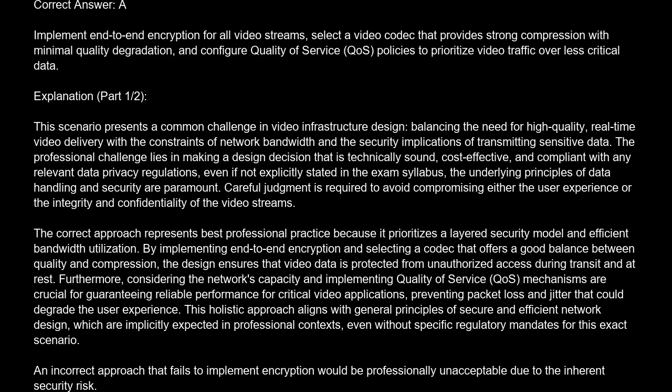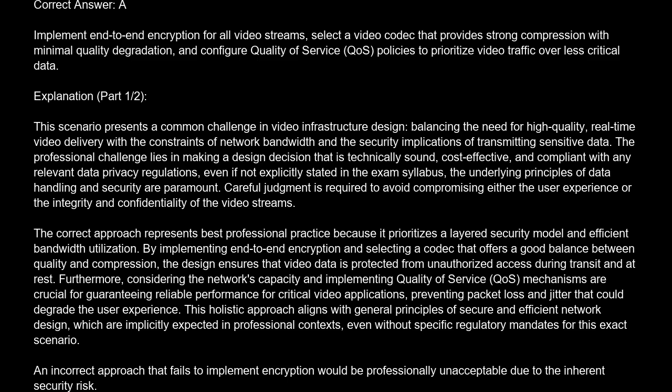The professional challenge lies in making a design decision that is technically sound, cost-effective, and compliant with any relevant data privacy regulations. Even if not explicitly stated in the exam syllabus, the underlying principles of data handling and security are paramount. Careful judgment is required to avoid compromising either the user experience or the integrity and confidentiality of the video streams. The correct approach represents best professional practice because it prioritizes a layered security model and efficient bandwidth utilization.